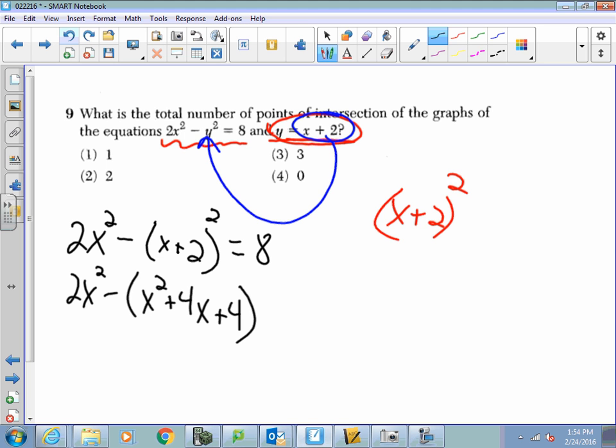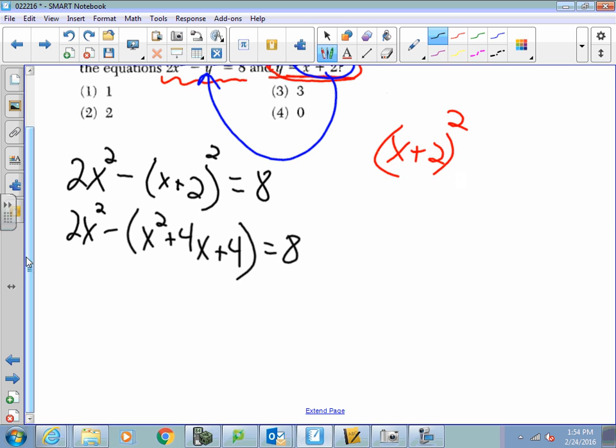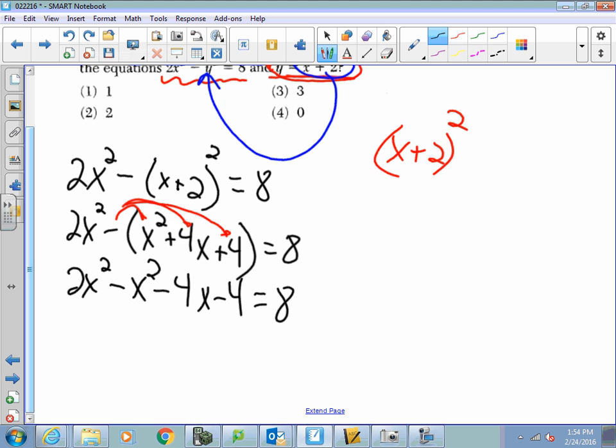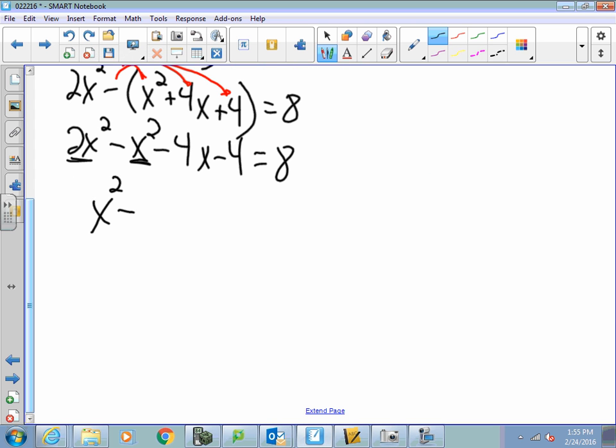Remember, you got to do your FOIL or double distribute, whatever method you want to use. And now we need to distribute that negative. So this negative now needs to come, and you're really multiplying by negative 1. That is what you're doing. All right, so we're going to have 2x squared minus x squared minus 4x minus 4 is equal to 8. So now we can combine like terms. We have this one and this one, like terms. Those are the only like terms we have. So we're going to have x squared minus 4x minus 4 is equal to 8.